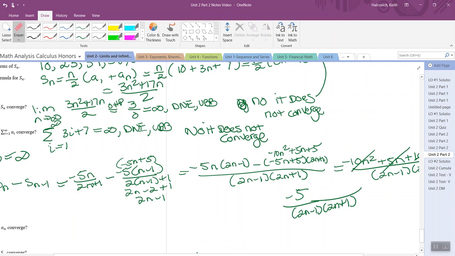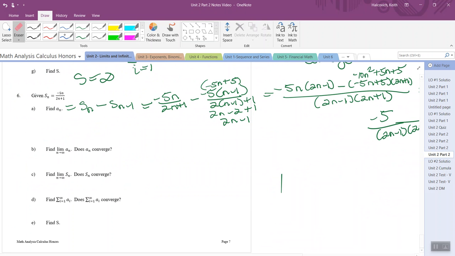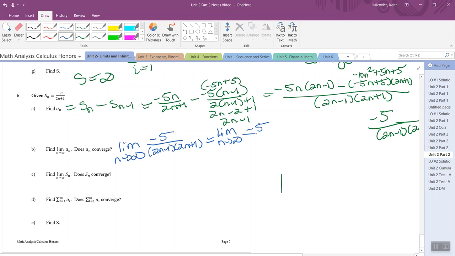Then you gotta find the limit. So the limit as n approaches infinity of negative 5 over 2n minus 1 times 2n plus 1. That's going to be equal to the limit as n approaches infinity of negative 5 over 4n squared plus, and if you observe highest powers, that's equal to 0 over 4, which is 0. And yes, it converges.